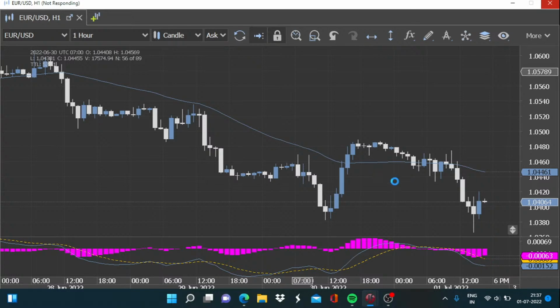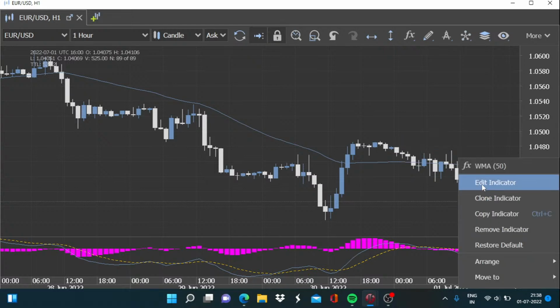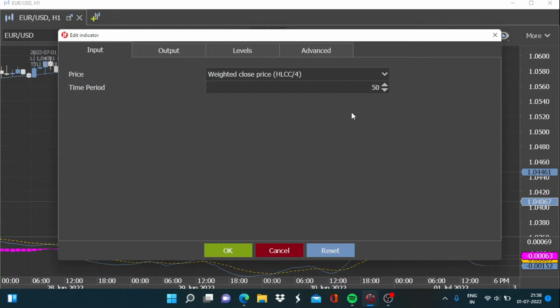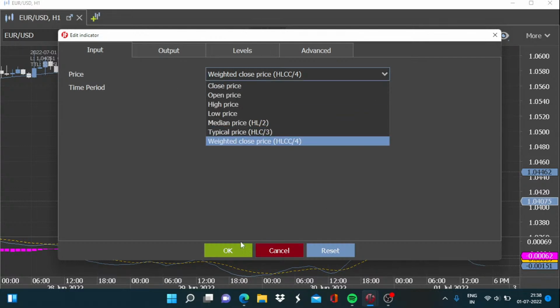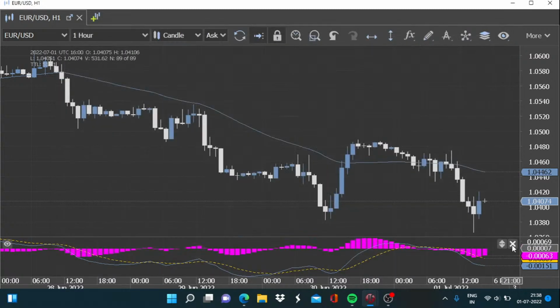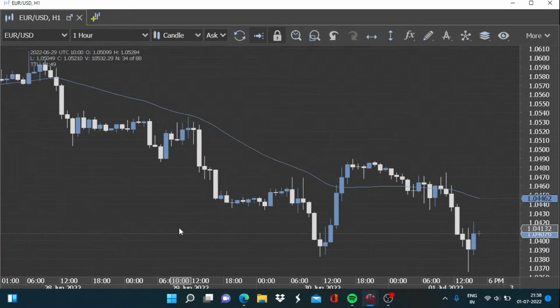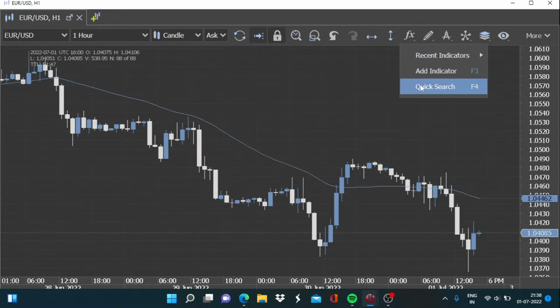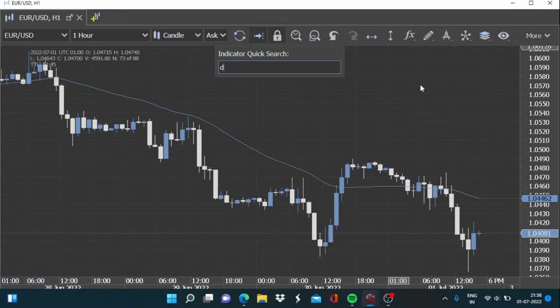Now, coming back to the calculation of the weighted moving average price, let's see what we can do. So we go for the edit option. Now here, the price calculation is this. So from it, we can make out that we can't really take the weighted moving average of the MACD, but there is another indicator, Donchian channel.